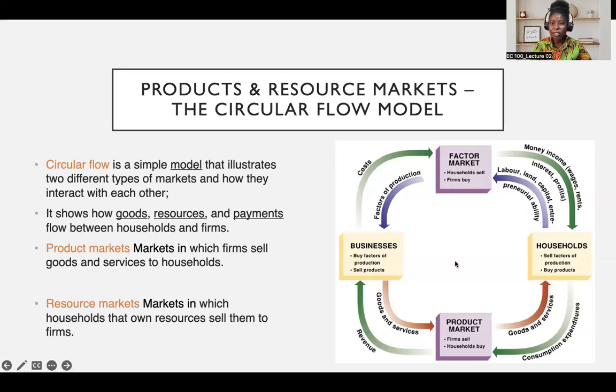If you understand this, it shows how the exchange of goods, services, factors of production, and the payments for that exchange happens. Okay? So you can start from anywhere. Let's start with the product market, because probably this is easier for you to think about, or we can also start with the factor market, whichever way.